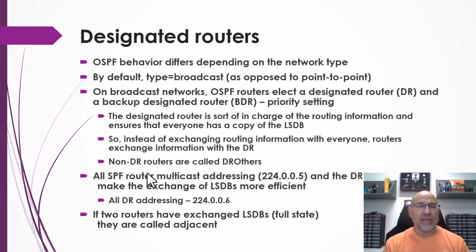Now, OSPF has 2 general types of network. We have a broadcast network, and then we have a point-to-point network. Broadcast networks, we really don't know who else might be out there. It could be just one other router, it could be no routers, it could be a whole bunch of routers. So the default is to be a broadcast network. So in a broadcast network, OSPF routers elect a designated router from all of the OSPF routers that are out there and a backup designated router. And this election occurs based on the priority setting and the router ID.